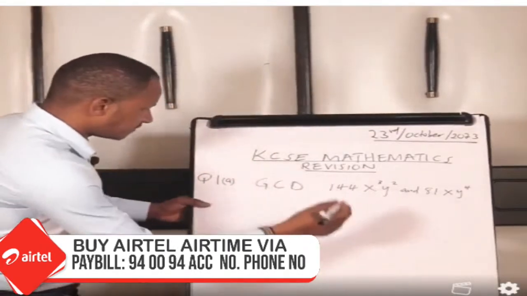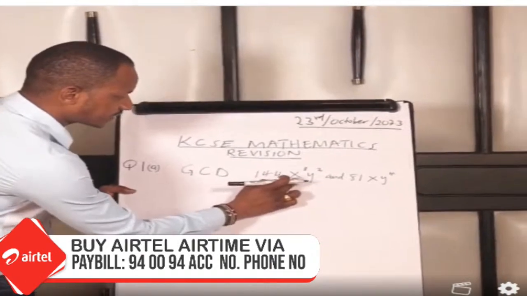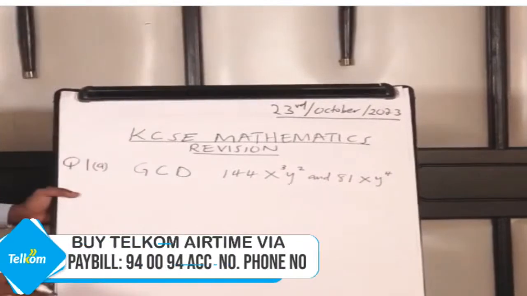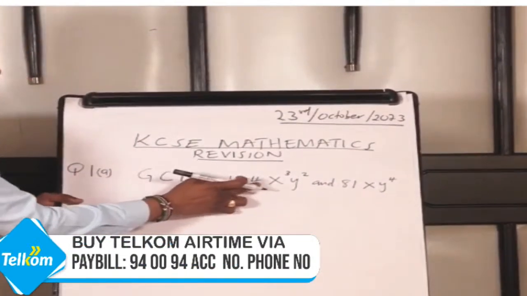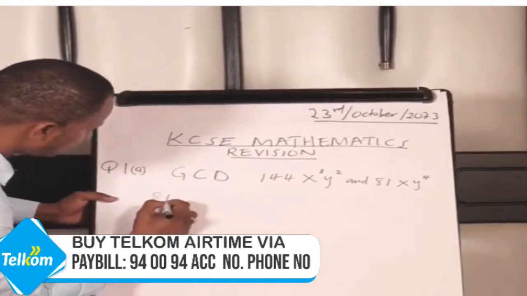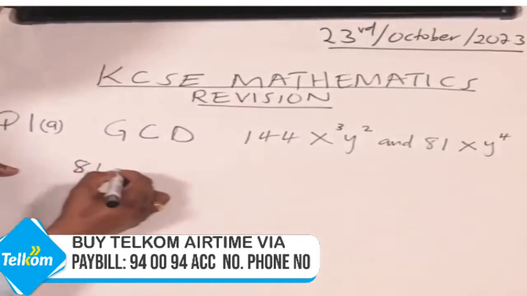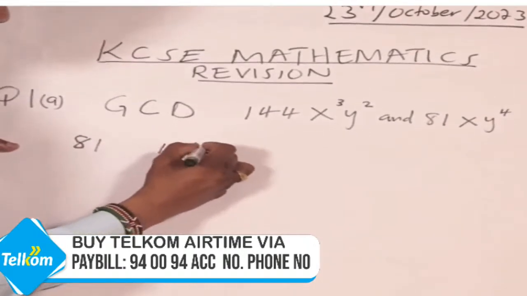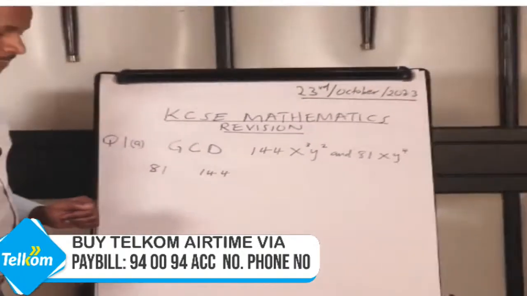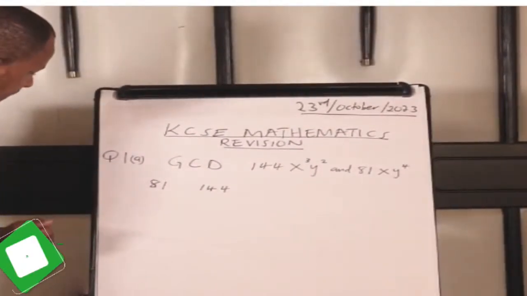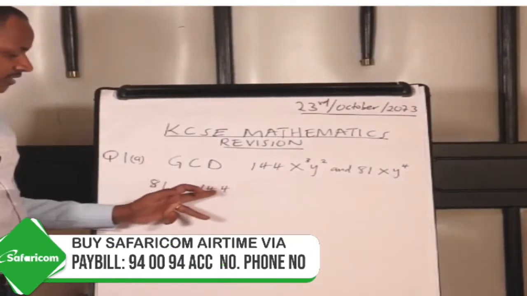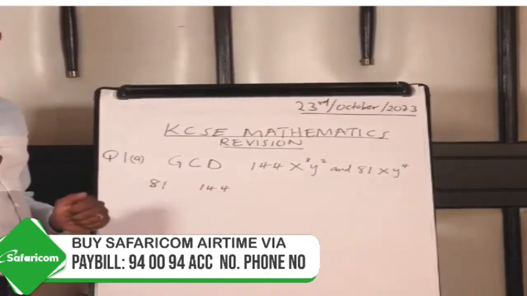So, first of all, we have 144x cubed y squared and 81xy raised to power 4. We are going to find the GCD of 144 and 81. So first, get the GCD of 81 and 144. Here, we are going to use prime factors. We will get a number that can go into both 81 and 144 without a remainder.